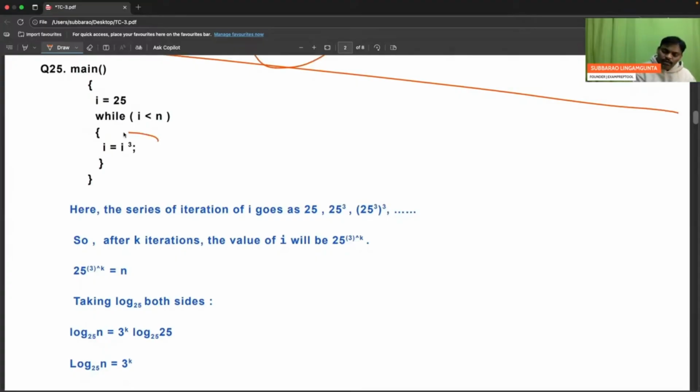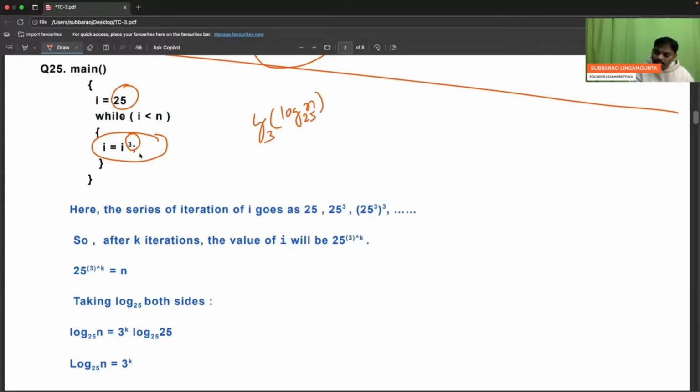See, always i is equal to i power 3. Remember, the inner base will come from this one, and the outer base will come from this. Right? So the answer, if you want, you can check: log of log n, inner base, right? If you observe, inner base 25, outer base 3.